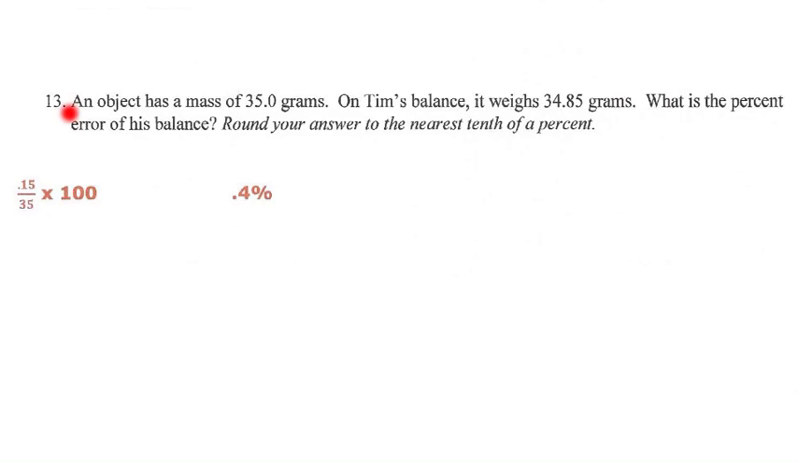Number 13. An object has a mass of 35 grams. On Tim's balance, it weighs 34.85 grams. What is the percent error of his balance? Round your answer to the nearest tenth of a percent. Here you have to subtract 35 minus 34.85, which is 0.15 over what the original amount is, times 100, and so his percent error is 0.4%.